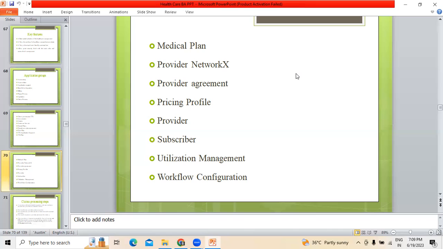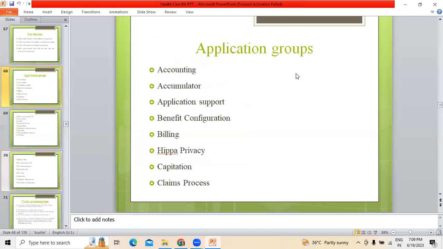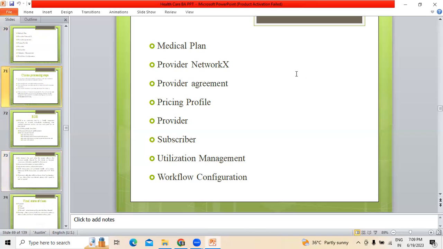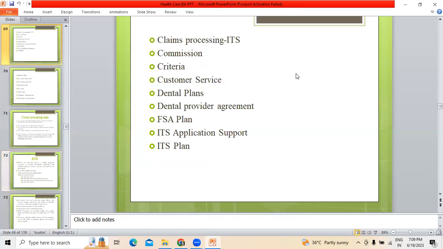Understood, Shalini? Clear? Yes. So these are the application groups which come under FACETS. This is all about an overall understanding of the FACETS part. And tomorrow I'm going to discuss the process steps, the different processes, how we do them, and in what way, as a business analyst, we will be connecting to that. That part I'm going to discuss in tomorrow's session.